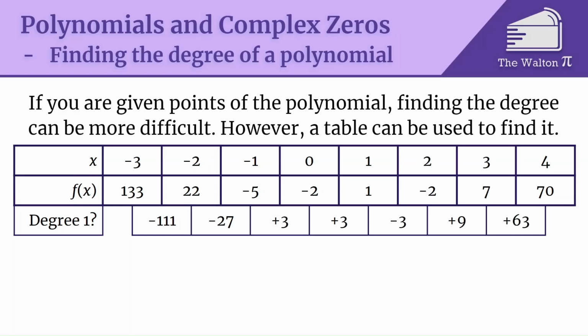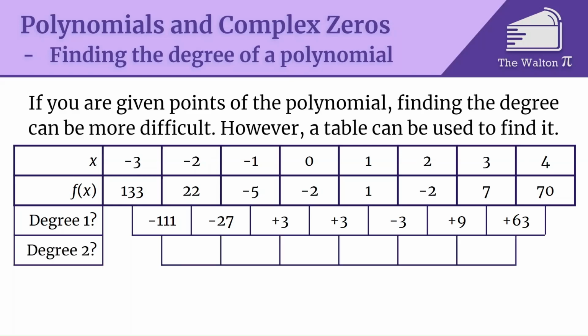So we just go through and figure out all of the differences. Now to check, is this degree 2, we repeat the process. So we say, okay, what are the successive differences? To go from negative 111 to negative 27, we added 84. To go from negative 27 to 3, we added 30. To go from 3 to 3, we added 0. To go from 3 to negative 3, we subtracted 6. Then we added 12. Then we added 54. So this is not degree 2.